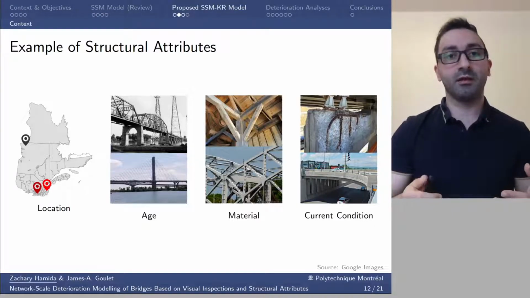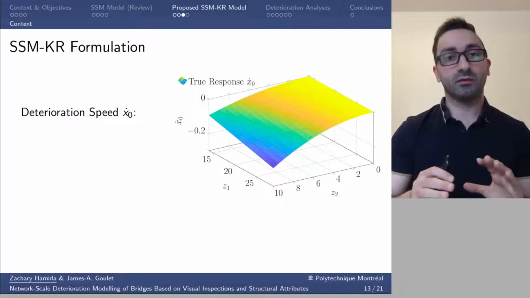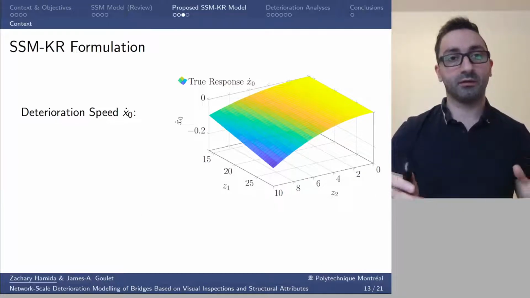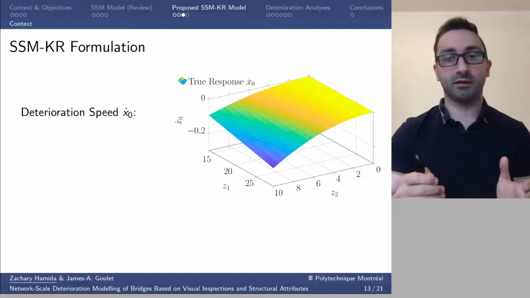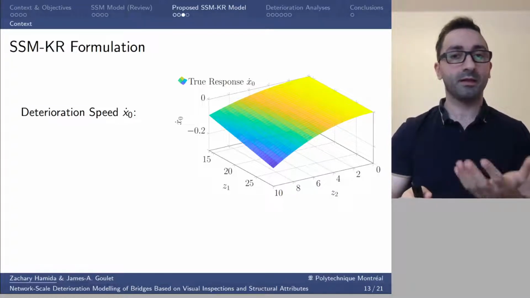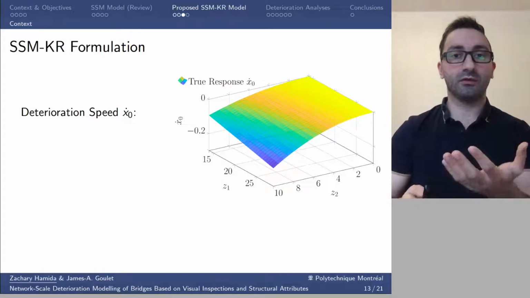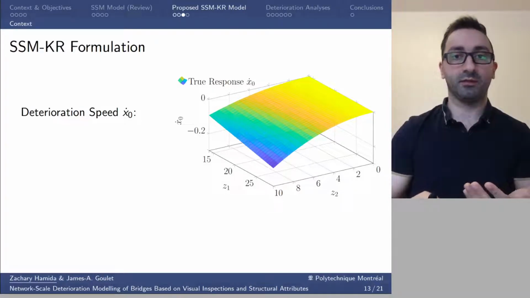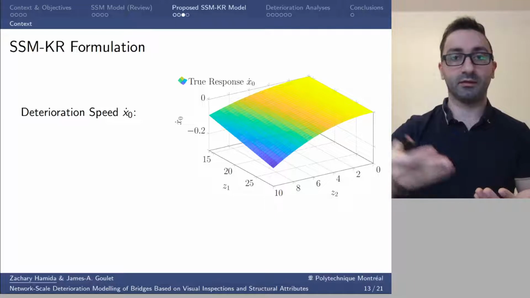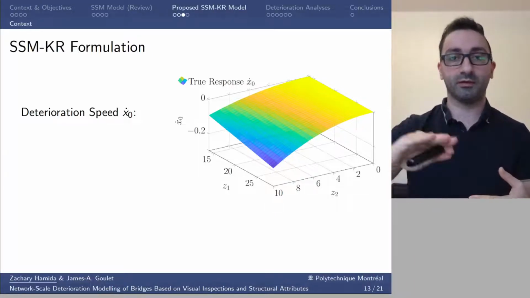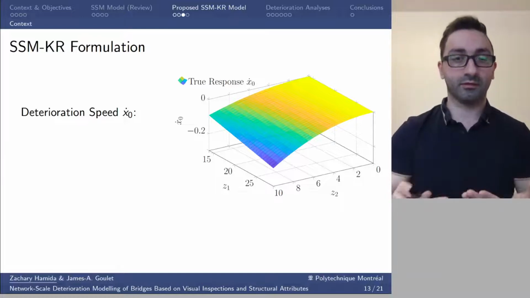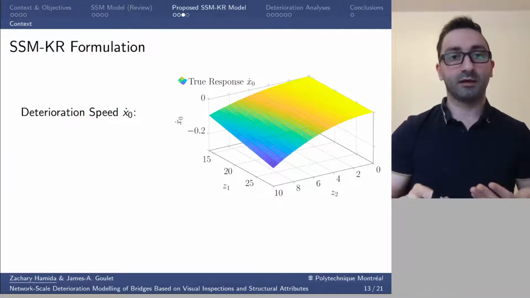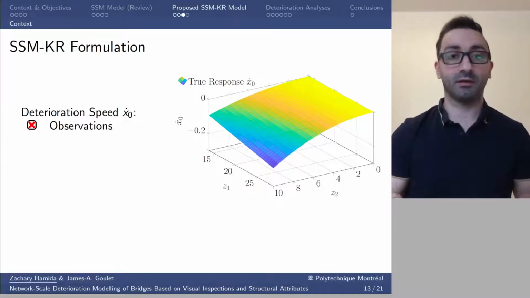There could be others. And now, in order to illustrate the formulation of the SSM-KR model, imagine you have two structural attributes, Z1 and Z2. And imagine in this case that you know the true response for the deterioration speed, which is represented by this curve that we see on the vertical axis. Now, the idea here is that in order to model this curve, we need observations. However, again, for the deterioration speed, we don't have any observations.